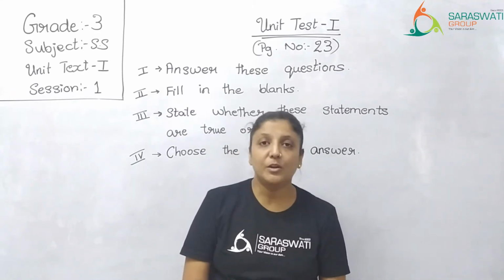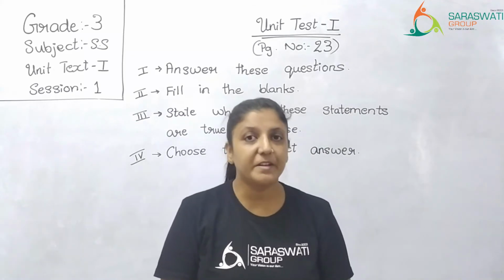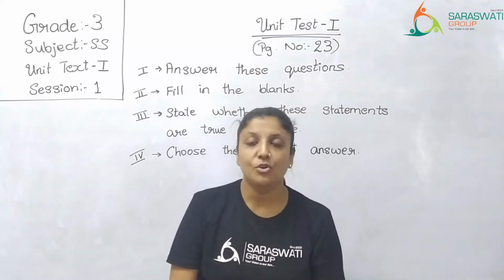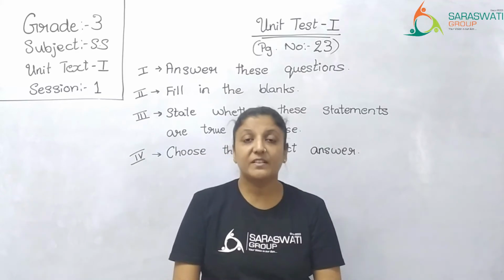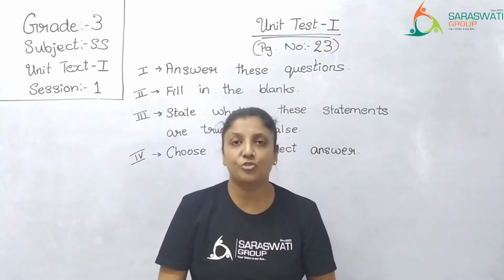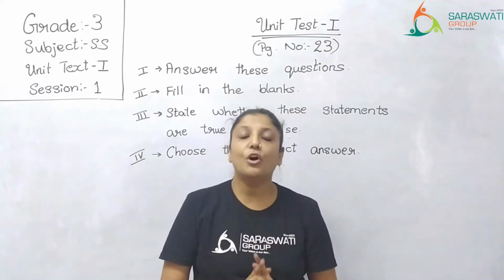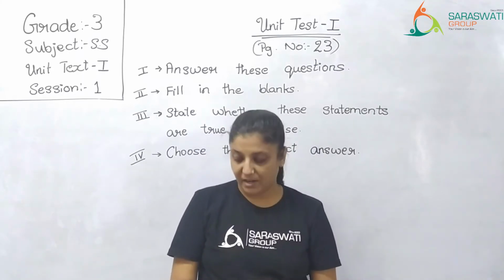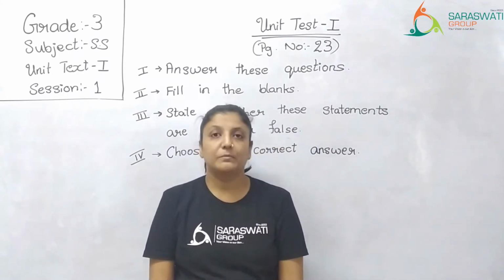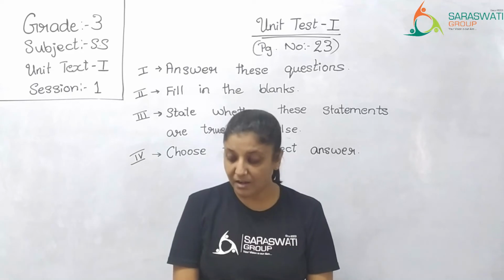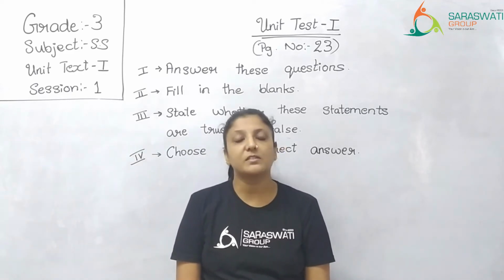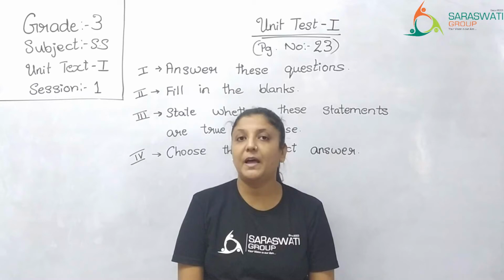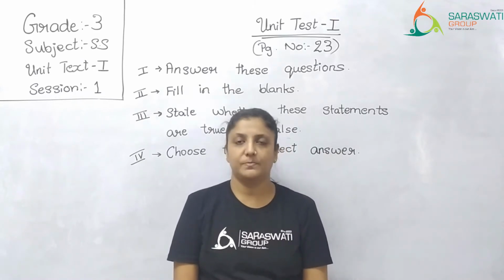So I will read one by one all the statements. You have to identify whether it is correct or wrong. If it is correct, then you have to write true. If it is wrong, you have to write false. Let's start that. First one. There are 9 planets in the solar system.